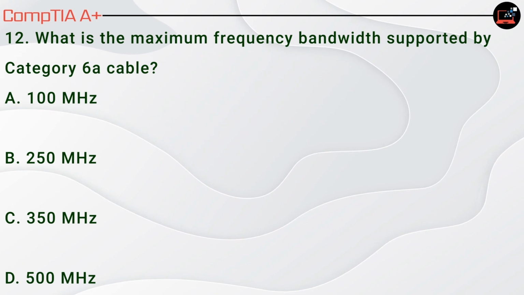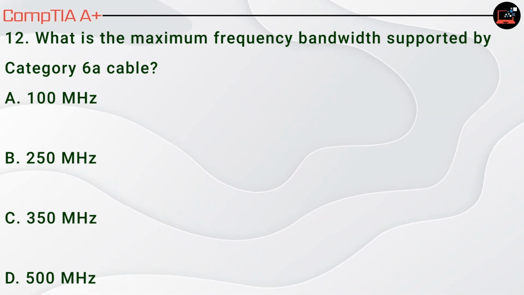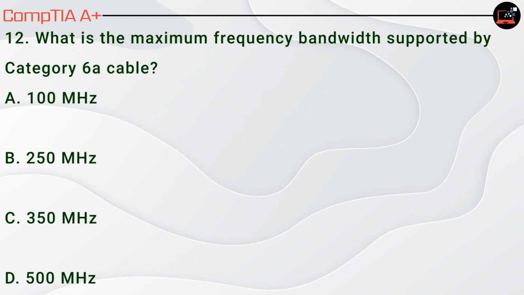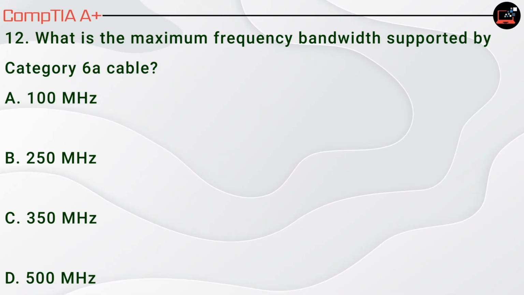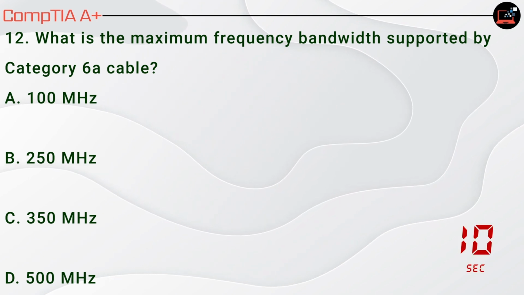12. What is the maximum frequency bandwidth supported by Category 6A cable? A. 100 MHz, B. 250 MHz, C. 350 MHz, D. 500 MHz.